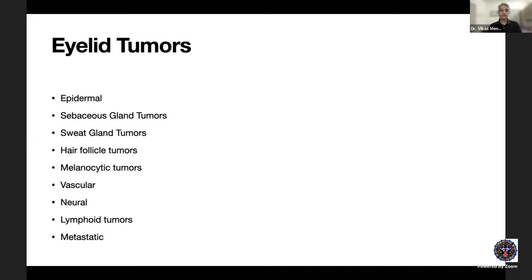So I think Dr. Fairuz started the eyelid tumor session. We all know that eyelid tumors can arise from any of these structures: epidermal structures, sebaceous glands, sweat glands, hair follicles, melanocytic. Many of these structures can give rise to tumors which can be benign, and some of them can give rise to tumors which turn malignant also. Lymphoid tumors and metastatic tumors usually are secondary to the eyelid, not primary. Lymphoid tumors usually are associated with an orbital origin, and then they secondarily invade the eyelid. Metastatic, obviously, as the name suggests, arise somewhere else, and they find their secondary home in the eyelid.